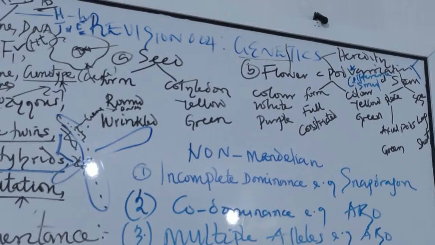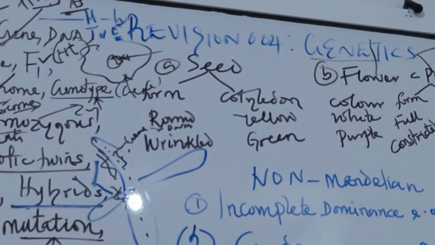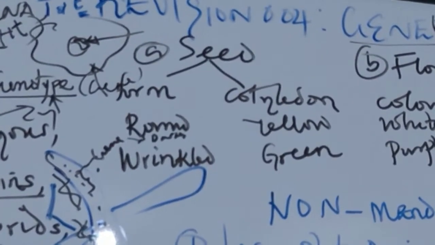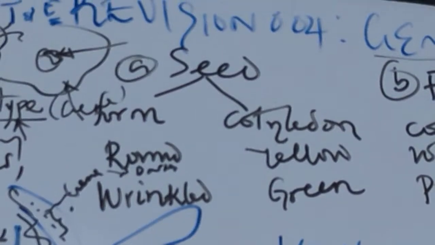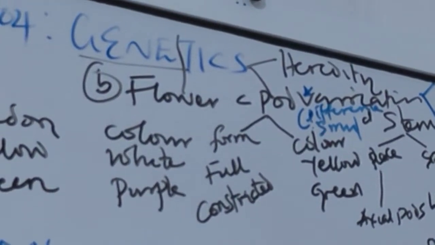The first one was the seed. He considered the form of the seed, which was either round or wrinkled. And the second one, he also considered the cotyledon, which was either yellow or green. And he also moved into the second trait that was considered, which was the flower.